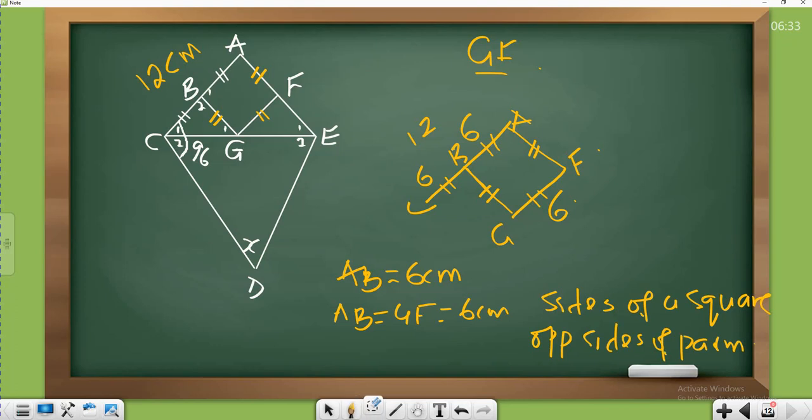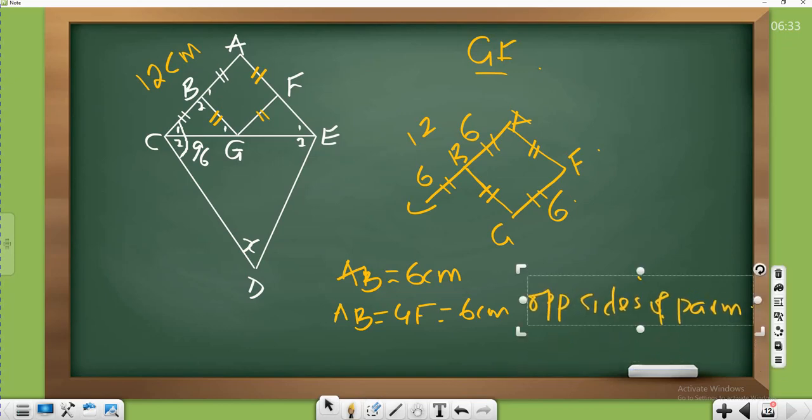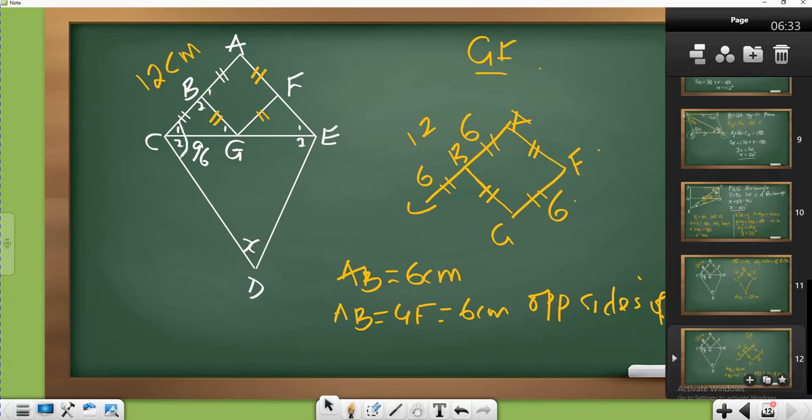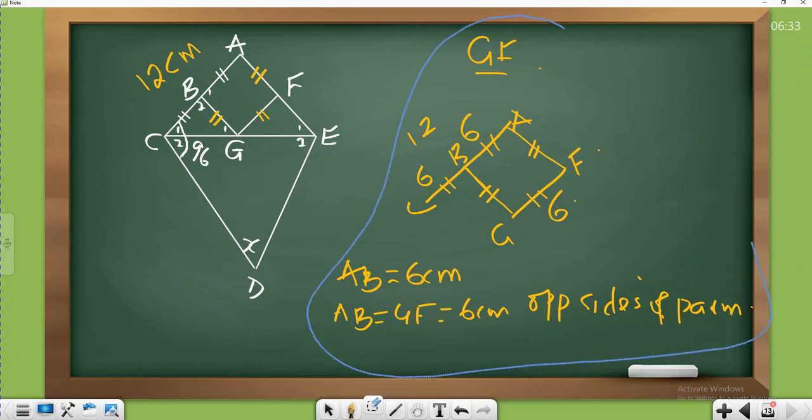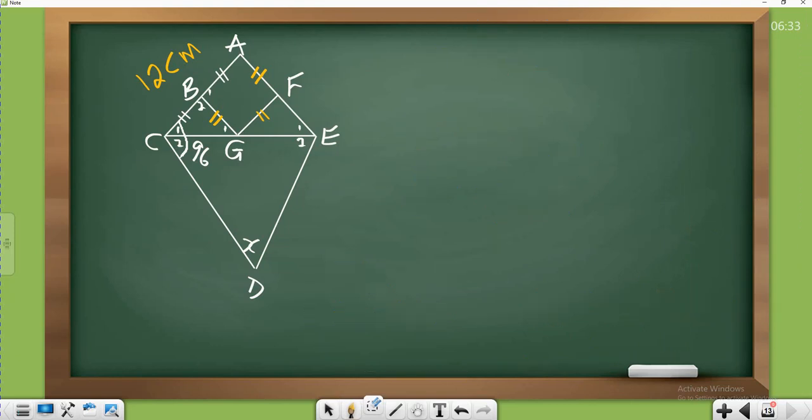All right, let me take this out. Opposite sides of a parallelogram. Lovely. Okay, done. Beautiful. I have cloned that again. Now we're looking for the angles C1 and C2.